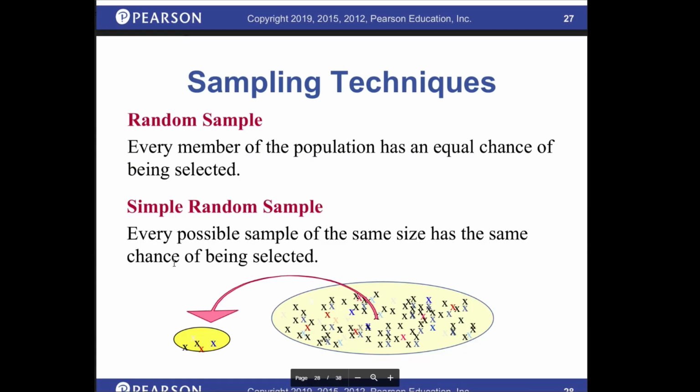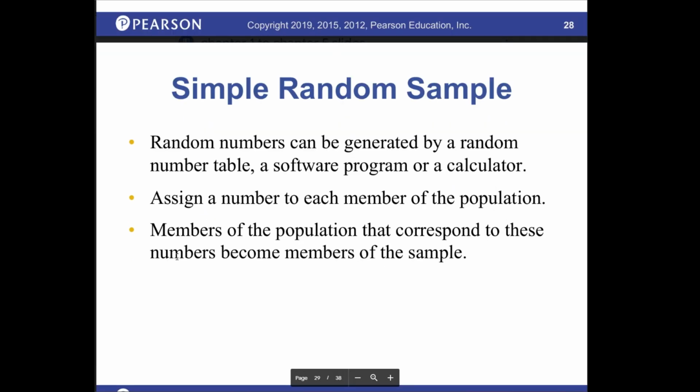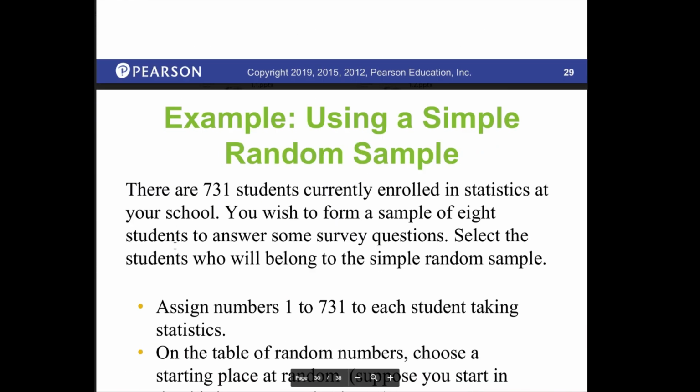Sampling techniques. Random sample. Every member of the population has an equal chance of being selected, and a simple random sample will be every possible sample of the same size has the same chance of being selected. And then random numbers can be generated by a random number table, a software program, or a calculator. And then assign a number to each member of the population. Members of the population that correspond to these numbers become members of the sample.